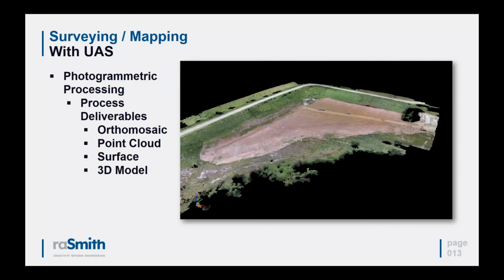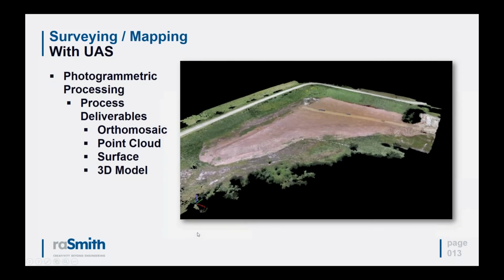So in the end, as far as process deliverables or final deliverables coming out of a piece of software like this, I list them out here on the left side: orthomosaics, point clouds, a surface or a 3D model. This is a point cloud that was created from a flight that we did of this site. I'm going to try and play this animation here for you. It might be a little choppy on your end, and that's okay.